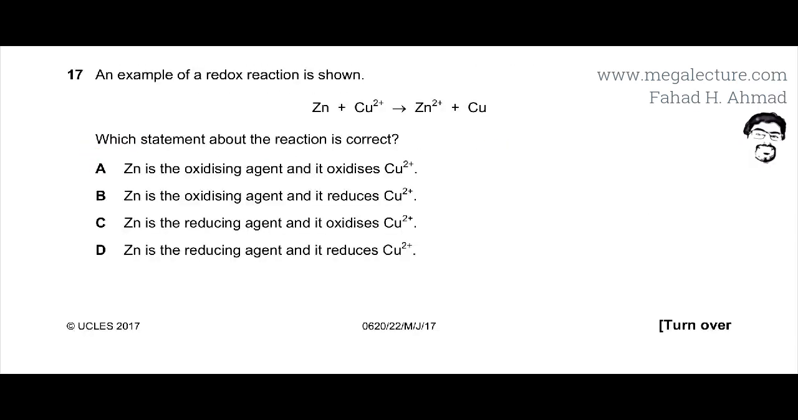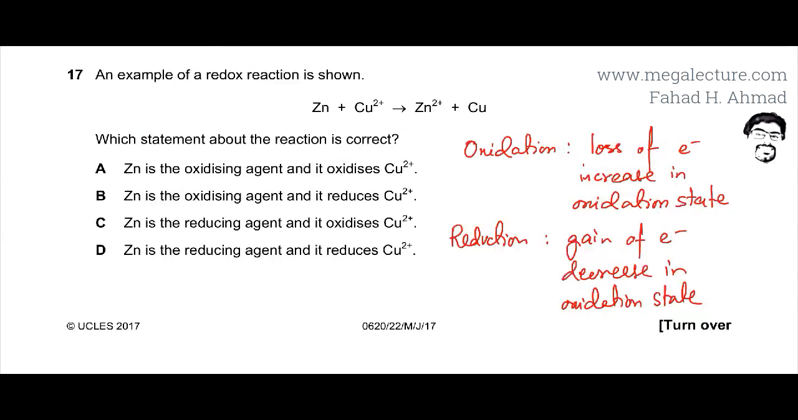The following question reads that an example of a redox reaction is given, and which statement about the reaction is correct? So the first thing to remember is that oxidation is a loss of electrons, or increase in oxidation state, where the positive charge increases. Reduction, vice versa, is the gain of electrons, or decrease in oxidation state, where the charge decreases or becomes more negative because you're gaining electrons.